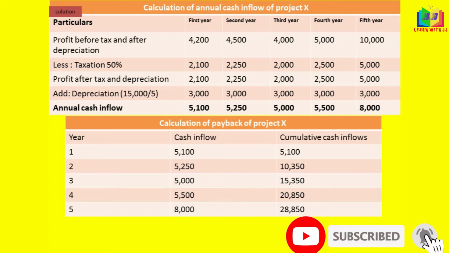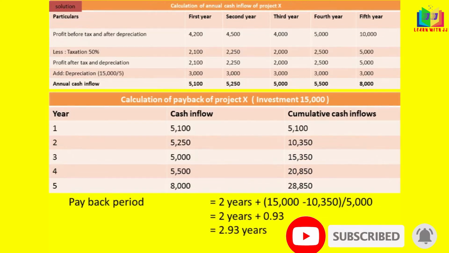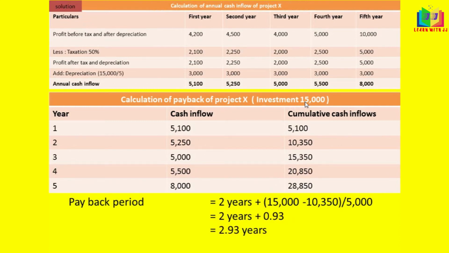And now we can calculate the payback period. We'll see how to do. Investment is 15,000. That is for both the projects, the cash outlay. And we have to check with this cumulative when it crosses 15,000. See, this 15,000 lies in between this second year and third year, right? Second year cumulative is 10,350 and the third year's cumulative is 15,350.